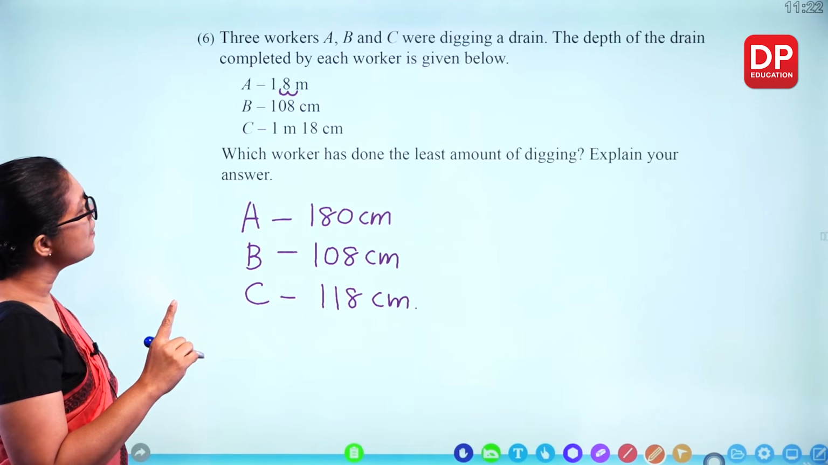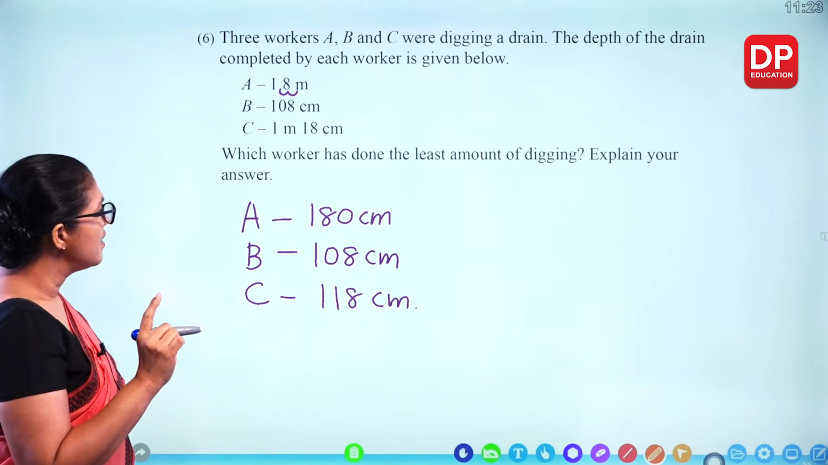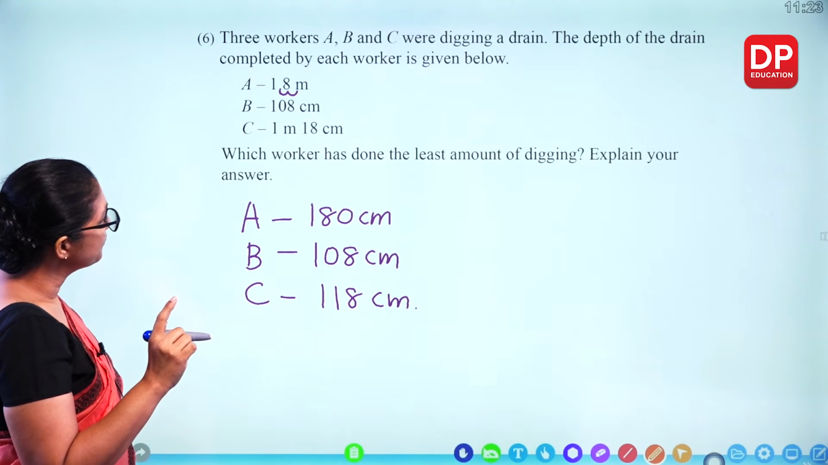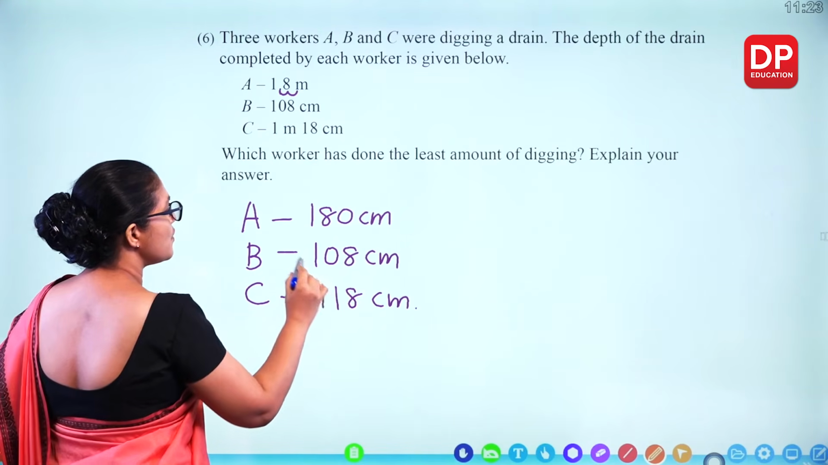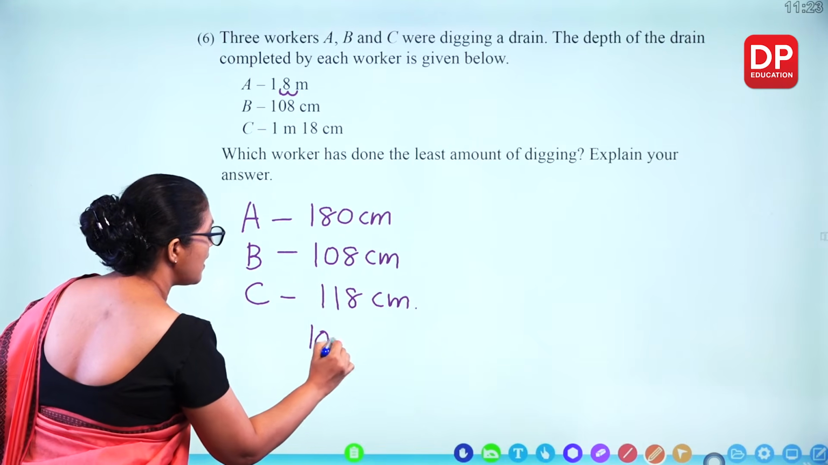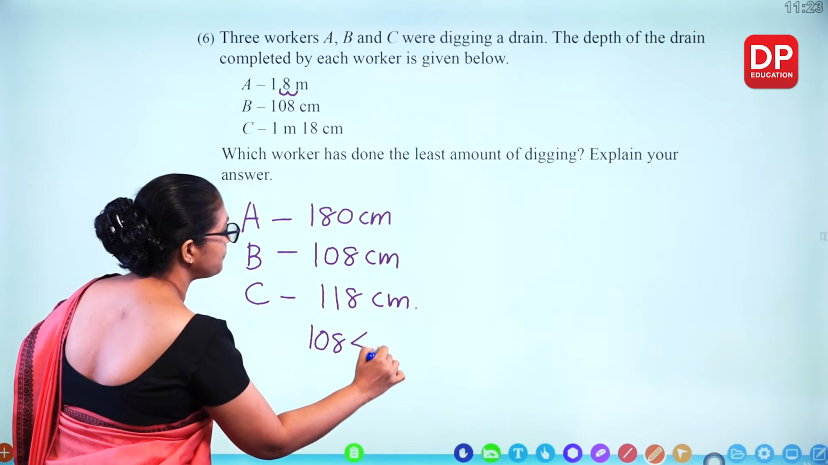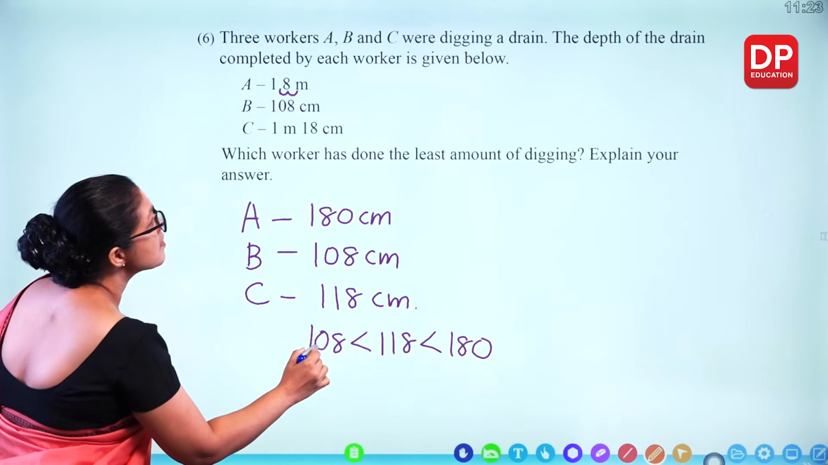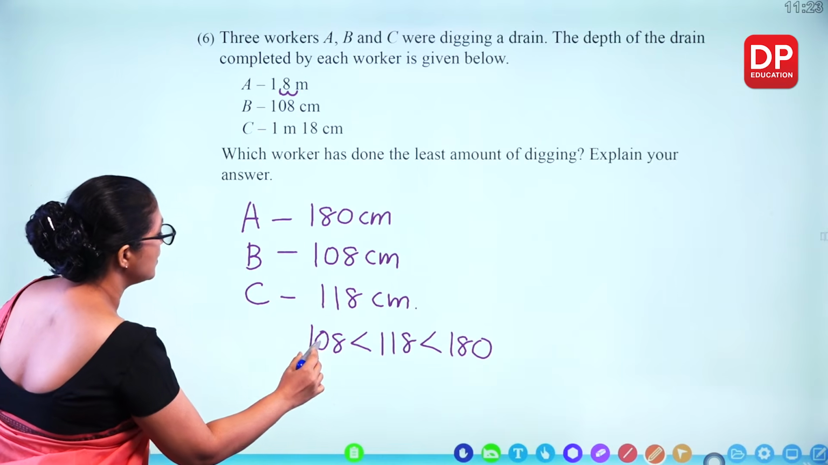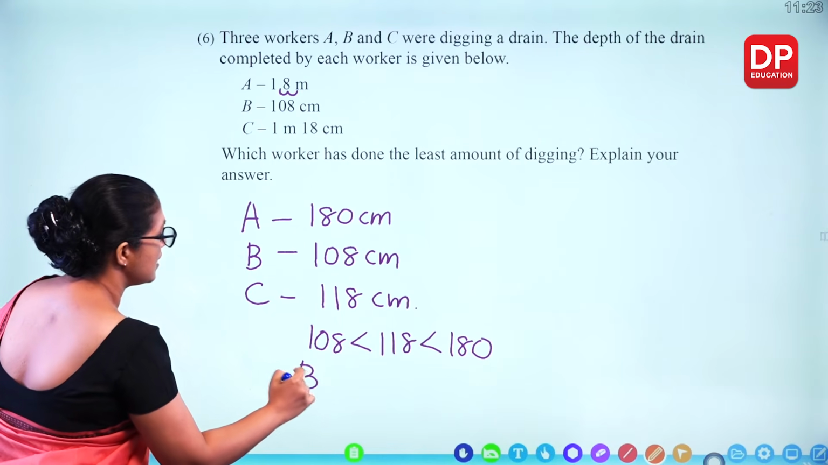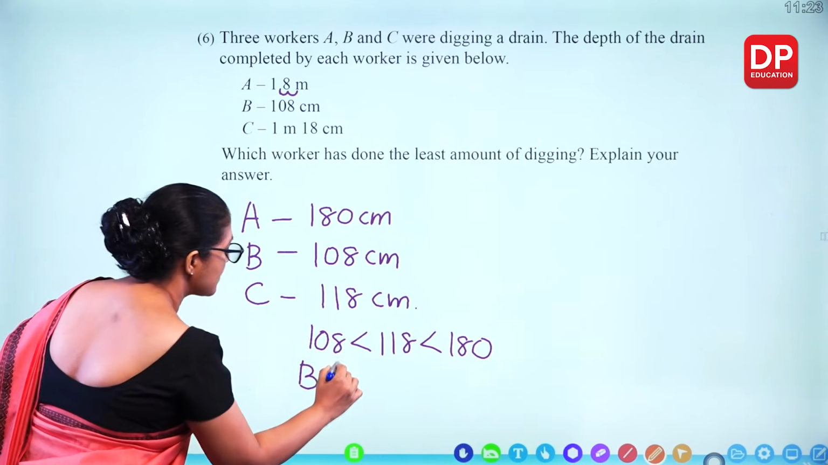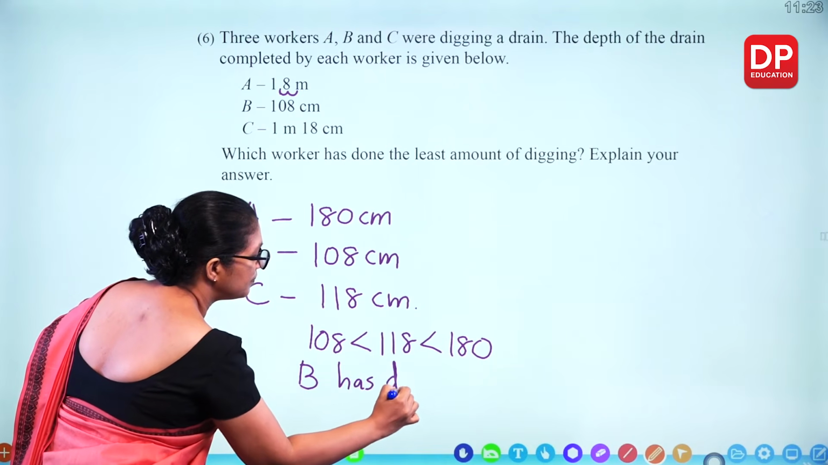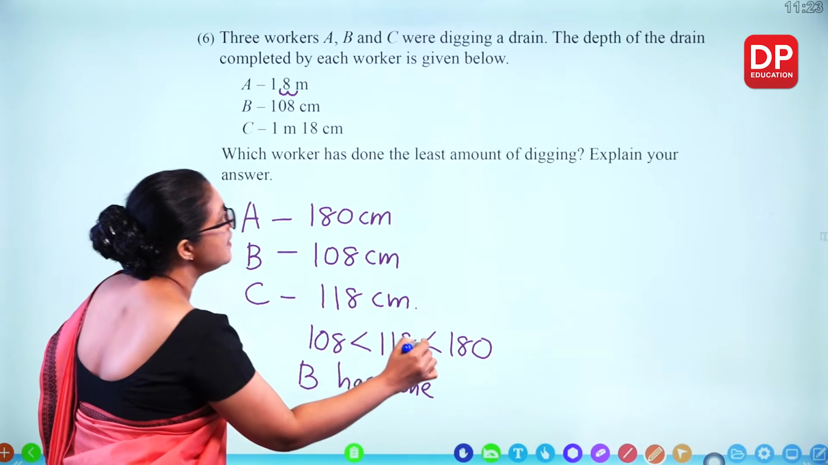So which worker has done the least? Least means the smallest value. Smallest value is 108. 108 is the smallest one. So this is the smallest. Which worker? B. B has done the least amount.